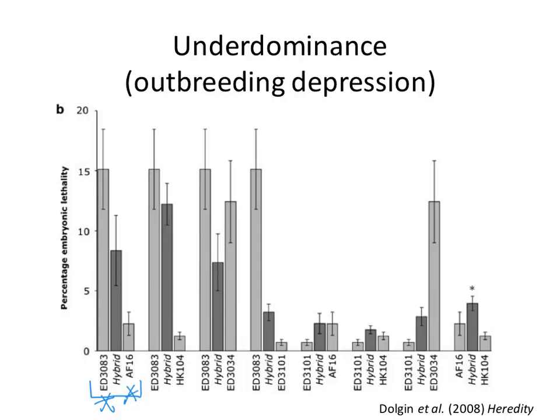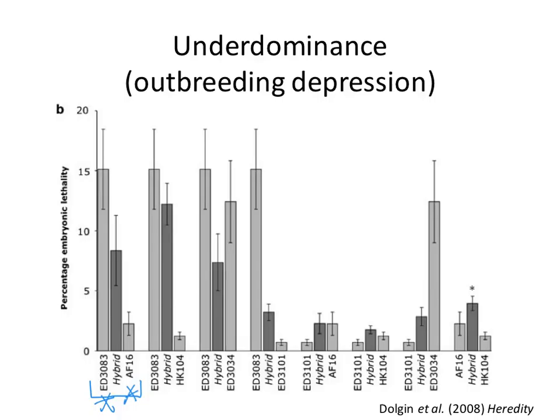Like almost a fifth of their kids, they produce an embryo, they don't hatch. They die before hatching. And in this other strain, AF16, it's like 2%. So which strain would you rather be? Which one's more fit? AF16. More of their offspring are going to probably survive to adulthood to reproduce themselves.